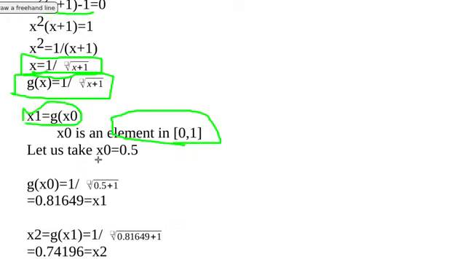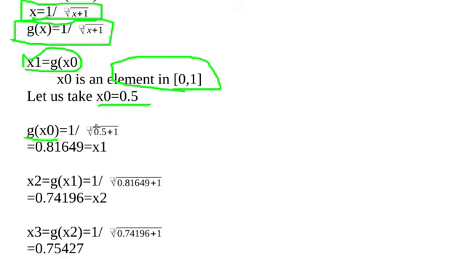Here I have taken the value of x0 as 0.5. You can take any value. So find the value of g of x0, that is, substitute x0 equal to 0.5 in the equation 1 by root of x plus 1. So 1 by square root of 0.5 plus 1 will be evaluated as 0.81649, that is your x1 value.